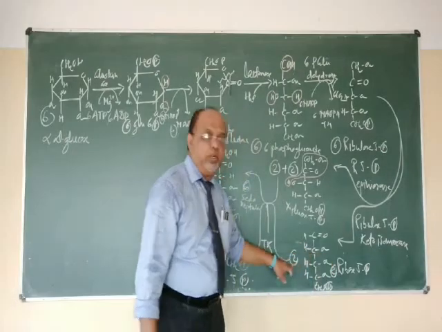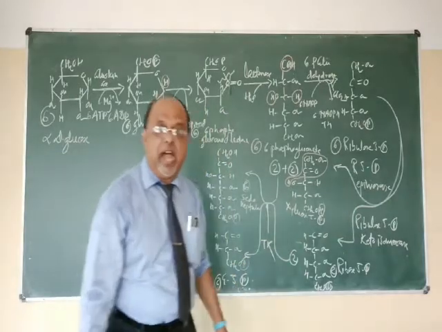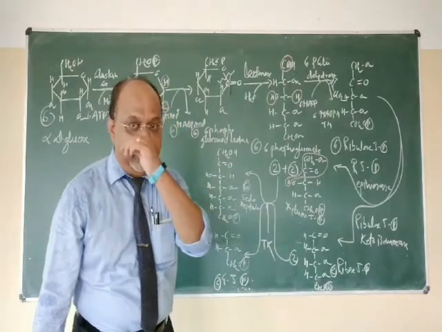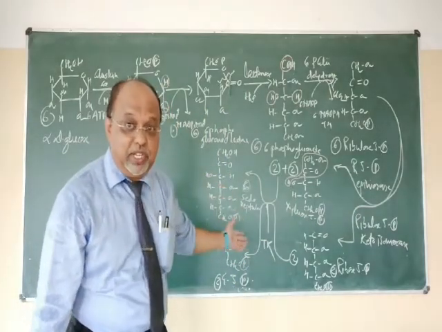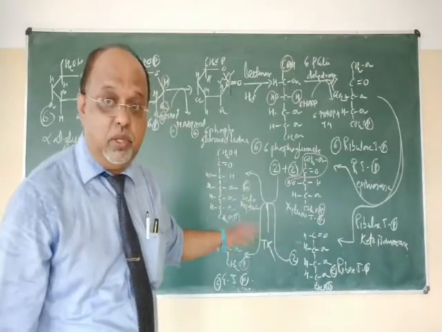5 into 2, 10. 10 plus 10 carbon atoms means 20 carbon atoms were there. So let us check whether this number is conserved or not.